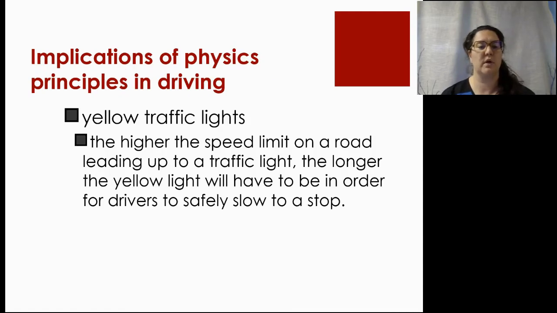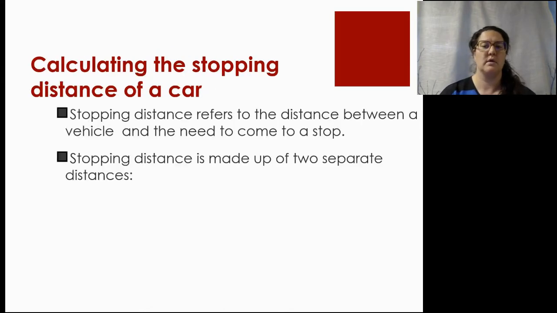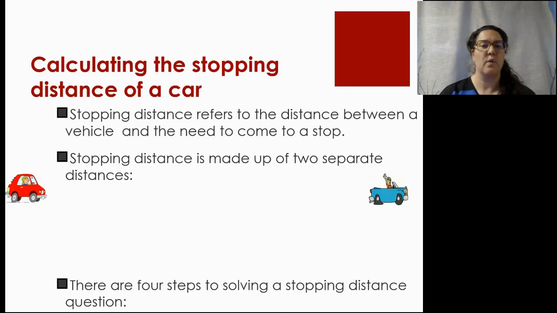We can also inquire about yellow traffic lights. The higher the speed limit on a road leading up to a traffic light, the longer the yellow light will have to be in order for drivers to safely slow to a stop. So to do this, we need to look at the stopping distance of a car.